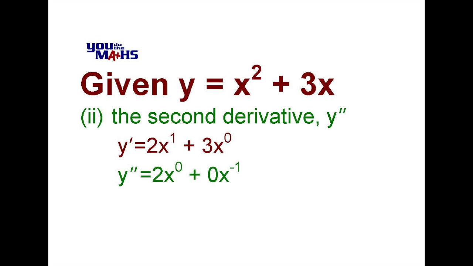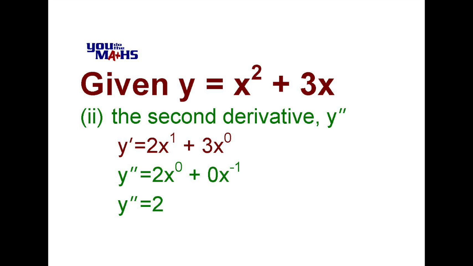The next term, we multiply the 0 by the 3, which becomes 0, and we drop the index by 1, so it becomes x to the negative 1. Now actually that x to the negative 1 is irrelevant, because anything multiplied by 0 is just 0. So the final expression for our second derivative is y double dash equals 2.